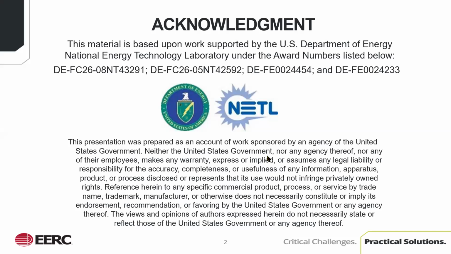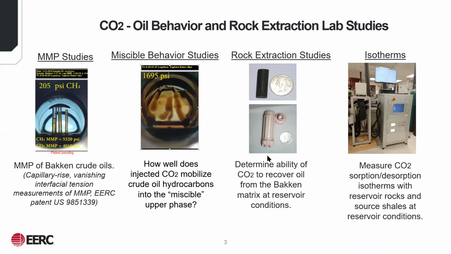I'm going to talk about four different basic experiments here. A little bit on multiple contact minimum miscibility studies. I think this is a little more complicated: looking at what the CO2 actually dissolves when you inject it onto a bulk oil, what hydrocarbons are actually in that so-called miscible phase. Then extracting some rocks to see whether we can get oil out of Bakken shales in the middle Bakken and Three Forks target zones, and some isotopes.